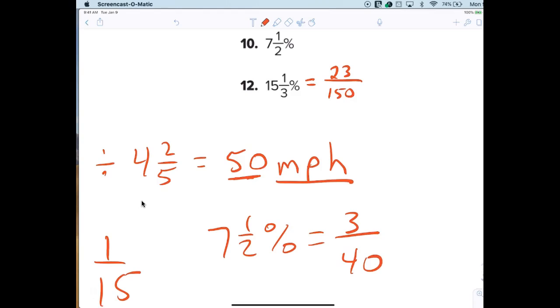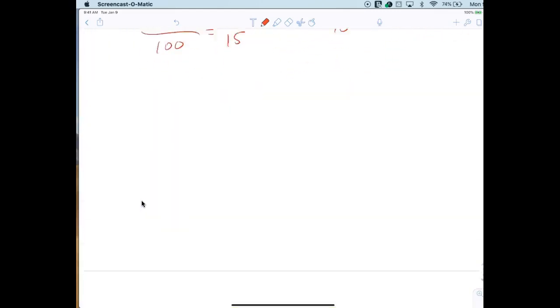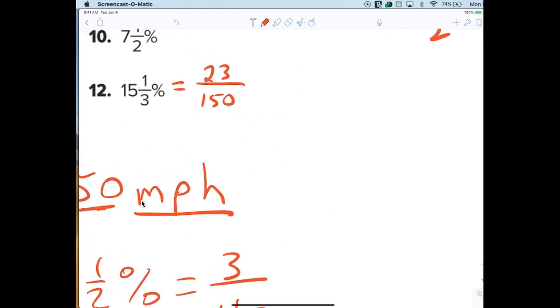Anybody have any questions? All right, now, before I send you on your way, and before I say I don't mind if you use a calculator, here's what I want everybody to do. I want everybody to write down 15 1/3 divided by 100. Everybody's got to write that down, please. Now, we're going to do it by hand first, so put your calculators down. We already know the answer is 23/150, but getting that might be a little bit tricky.